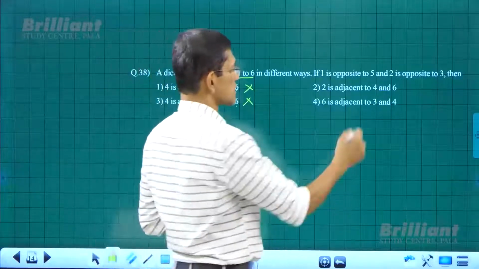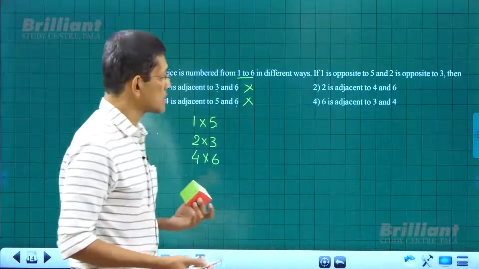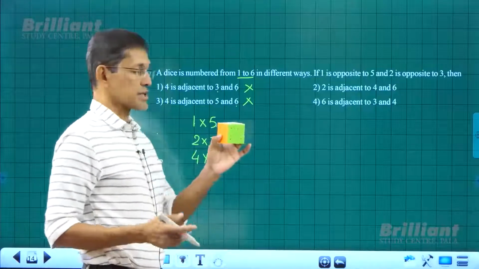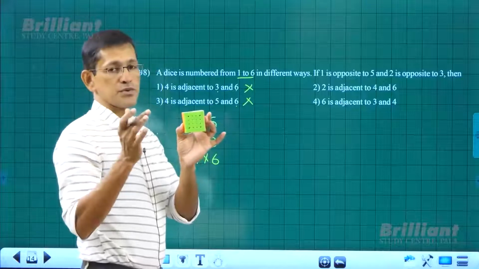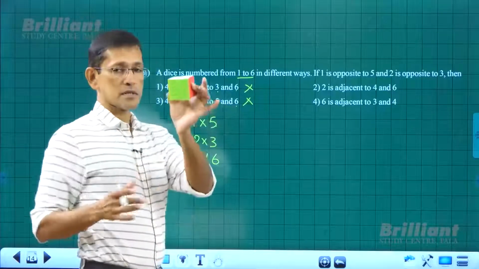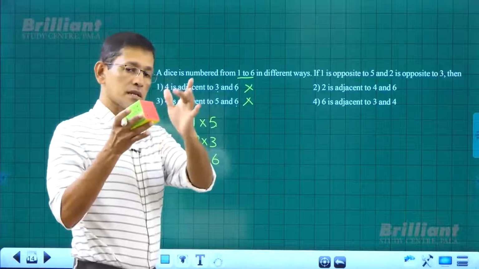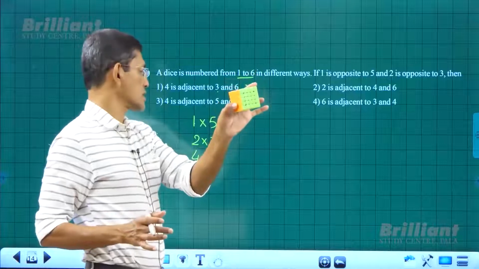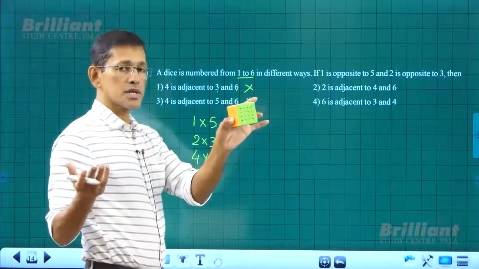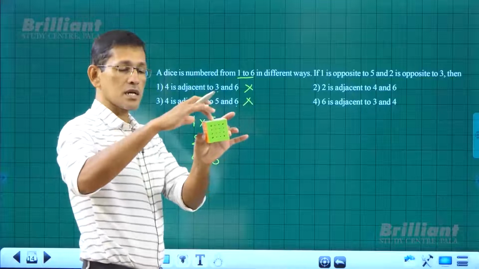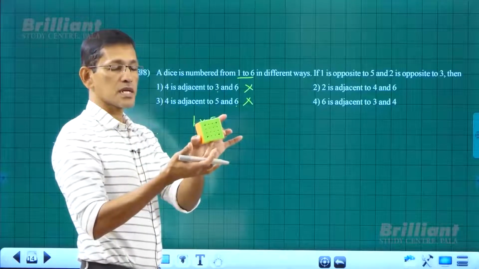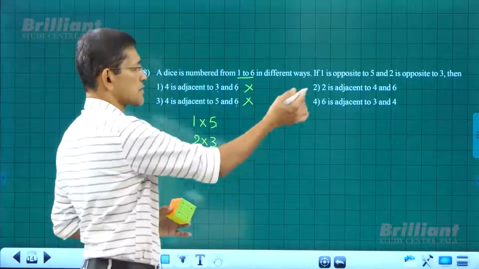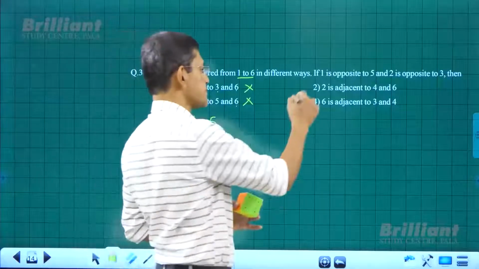Now 2 is adjacent to 4 and 6. Well, 2 can be adjacent to 4 and 6. That's possible, because 2 is opposite to 3. Let's say this is 4 and this one is 6, my fingers are on 4 and 6. If it is 4 and 6, then 2 and 3 you can take anywhere. Let's say 2 is taken here or 2 is taken here. If 2 is taken anywhere here, then 2 is adjacent to 4 and 6. That's perfectly all right.